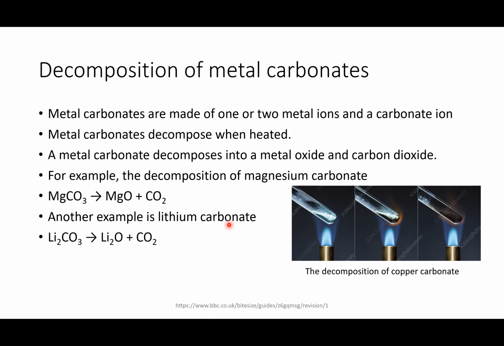Another example is lithium carbonate, which is different, as unlike magnesium, which has two outer electrons, lithium has one, so therefore needs two lithium ions to bond to the carbonate. So it goes from lithium carbonate to lithium oxide, with two lithiums on the carbonate and two lithiums on the oxide, plus CO2 as well.